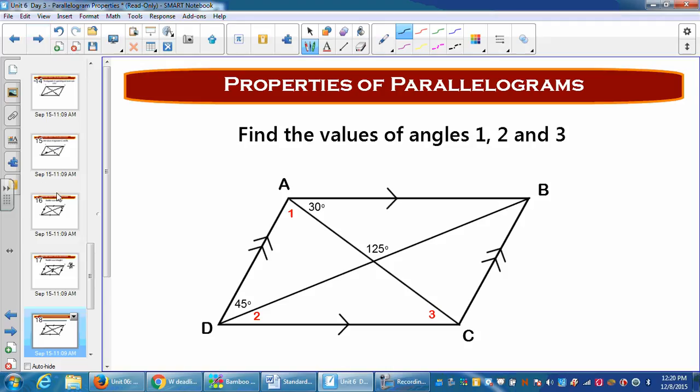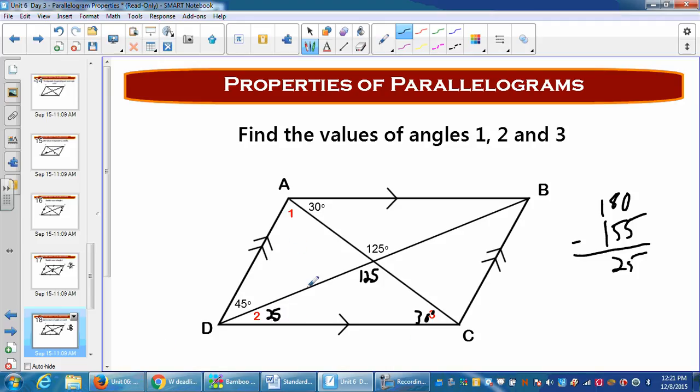Now let's look at this one. First off, we know this angle is 30. So angle 3 has to be 30. This is 125, so this angle here is 125. I can add those to get 155. These are a triangle, so 180 minus that will get us to 25. So angle 2 is 25.